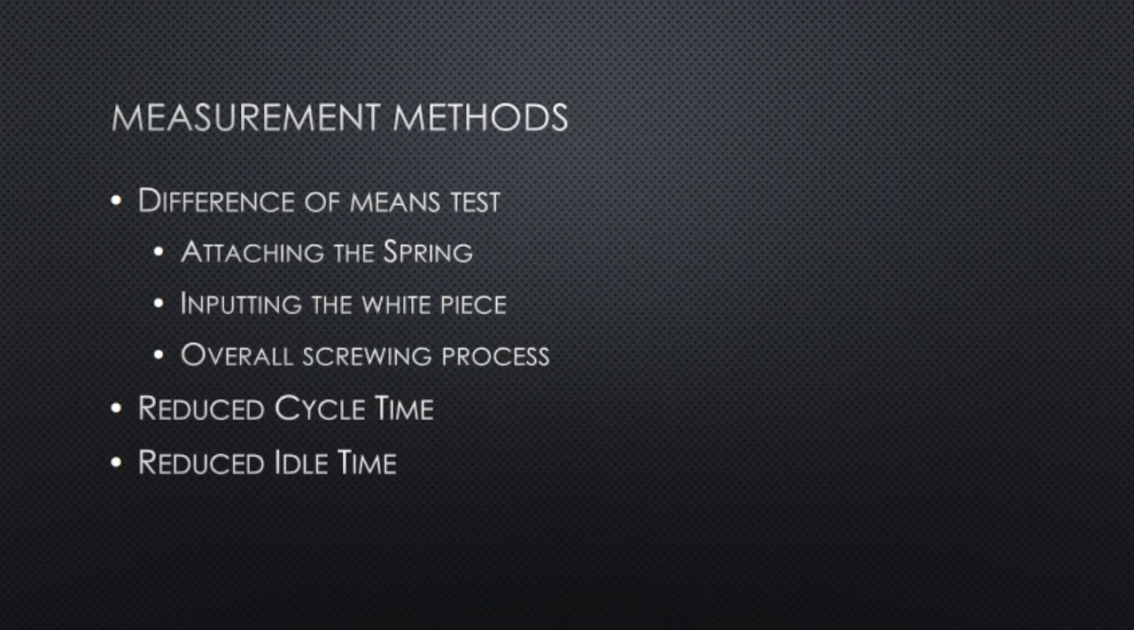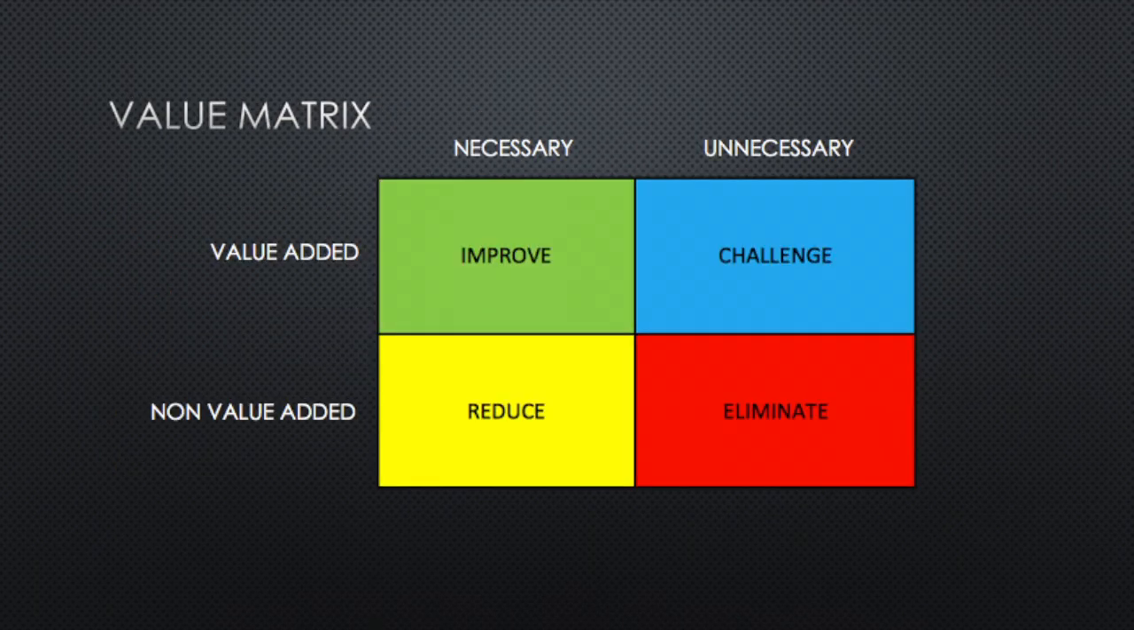To determine the success of our improvements, we decided the most appropriate metric to use is a difference of means test. Our goal was to complete this test on the main areas of improvement, which includes attaching the spring, inputting the white piece, and the overall screwing process. With these tests, we used a sample size of 30, and to determine whether our improvements were effective, we were looking to see a reduction in idle time in Workstation 2 and an overall improvement in cycle time.